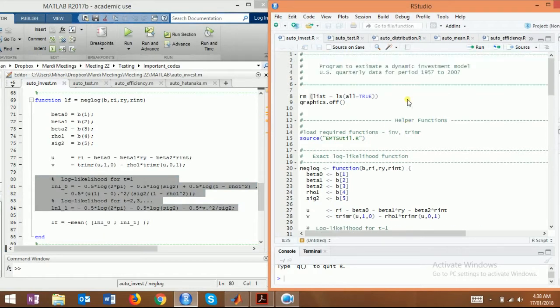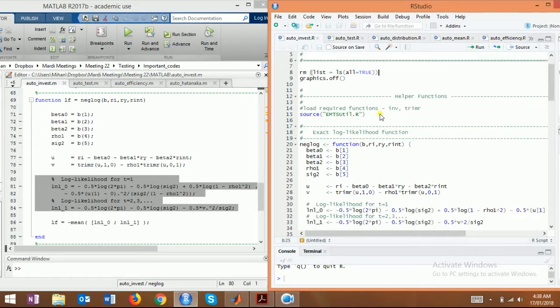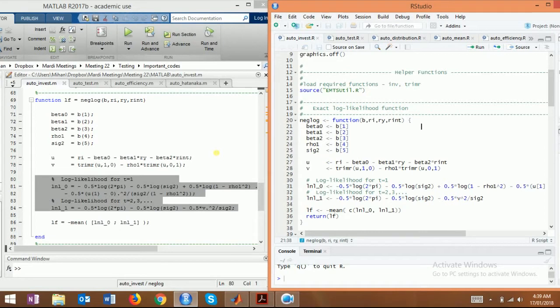Let's see how this is done in R. First, rm is remove object, which is simply an alternative to clear all, along with CLC and graphics off. Then we load the package. We load with the function source, then the exact log likelihood function. In the exact log likelihood function, the name of the function is neglog, and in this, the input will go: b, ri, ry, rint.